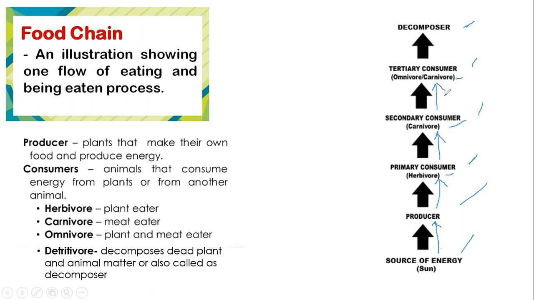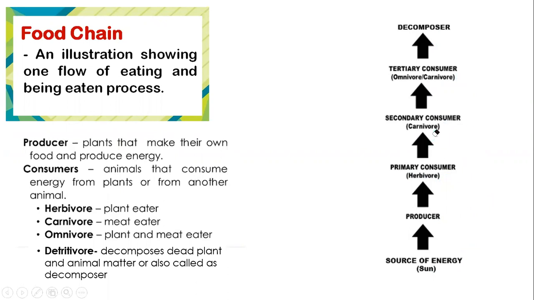transferred to the tertiary consumer. And once the tertiary consumer, or any among the three, becomes dead, they will be broken down and the energy from the tertiary consumer or other dead consumers or producer will be transferred to the decomposer. So that's it. So that is how you're going to create a food chain.